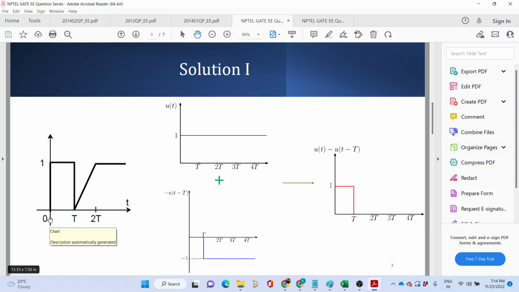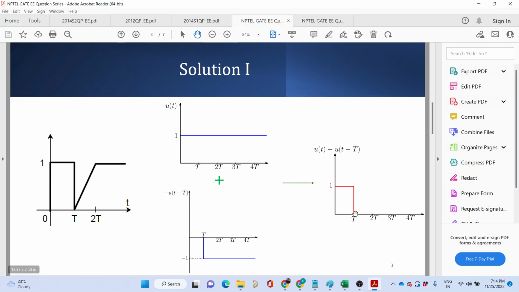So the part from 0 to t has now been realized. What we are left with is this ramp function, this slope, and this constant part. How do you realize this? After having realized this square pulse, let us forget about it.